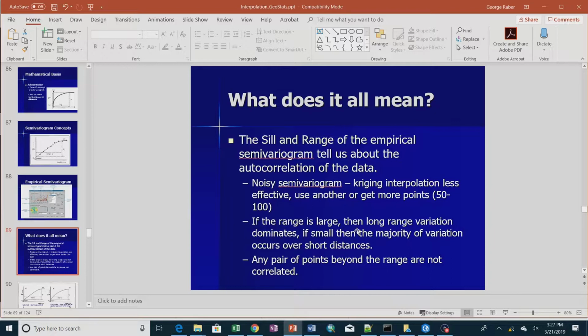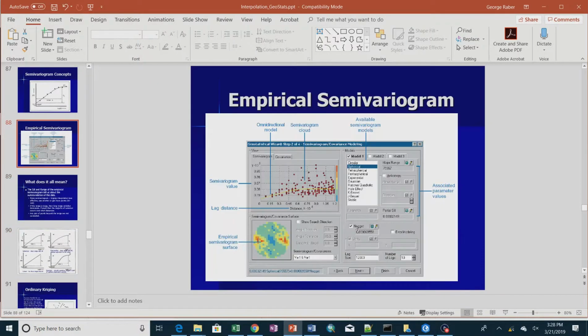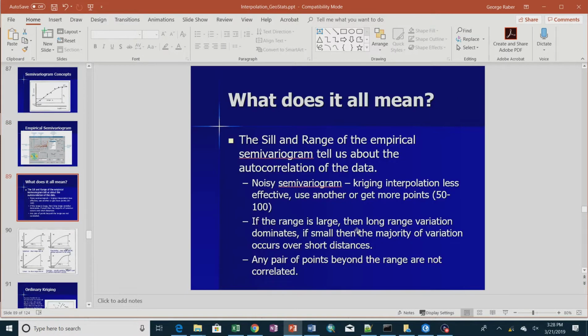All right, so basically, if we have the sill and the range, those are the important ones, with the range being the most important. If your semivariogram is noisy, that's what I said before. If it's noisy, you're going to have a really tiny nugget. This one's actually pretty noisy. You have a really tiny nugget, and your sill is going to be really low. And what that means is that kriging is usually less effective, because there is not a lot of variability that can be predicted by how close things are.